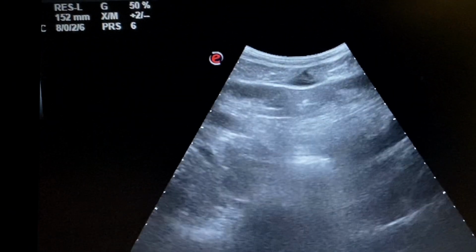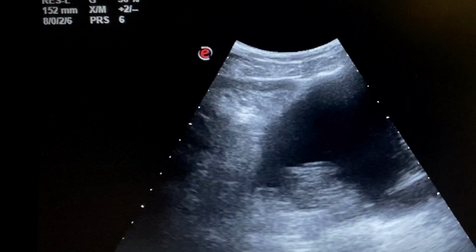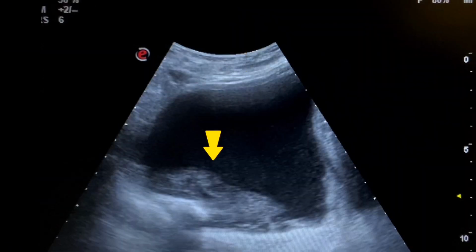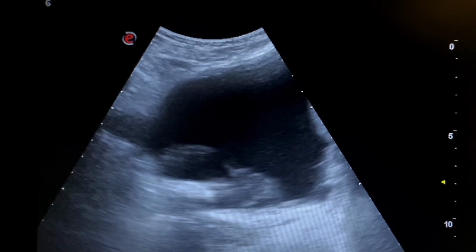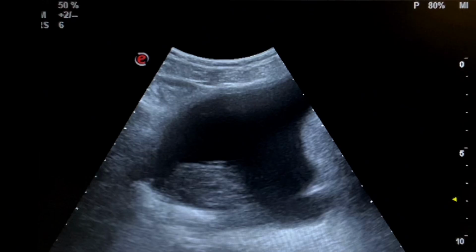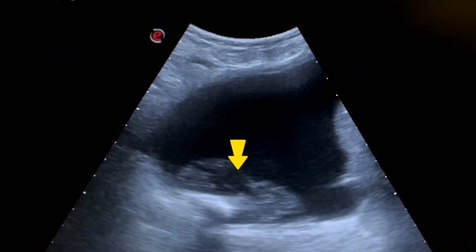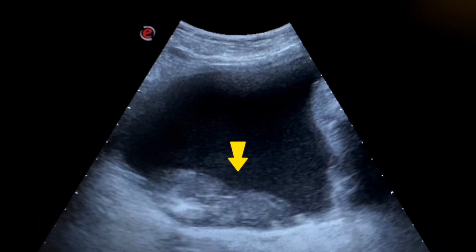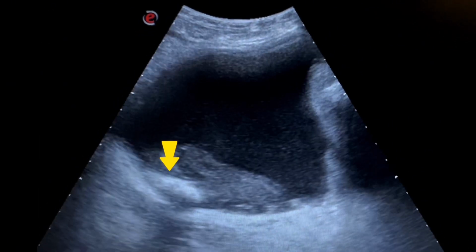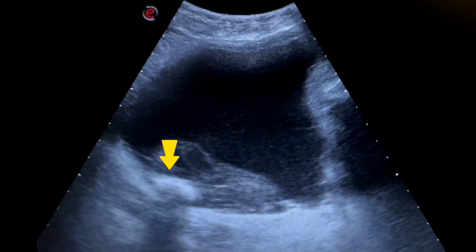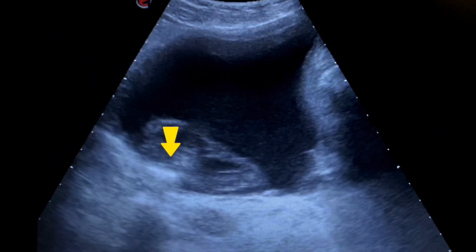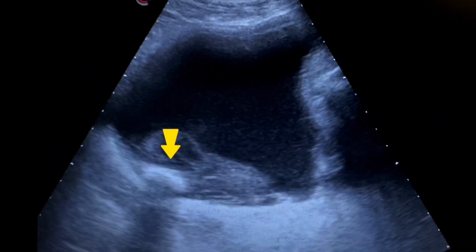Now we start scanning. Here we see a urinary bladder. Here you see an echogenic mass in the posterior wall of the bladder. Here is also an echogenic area posterior to the mass, which is a stone. Here we also see a shadow of this stone.